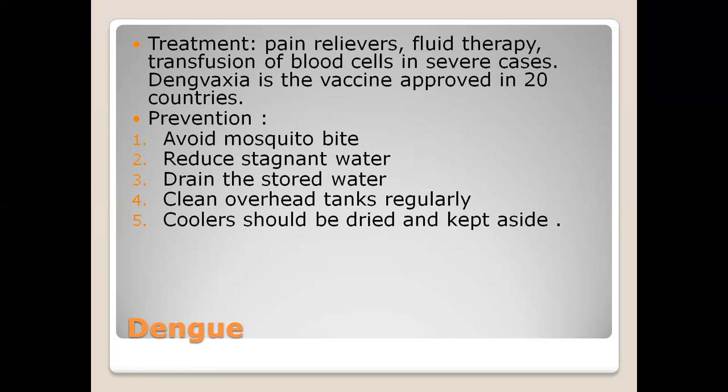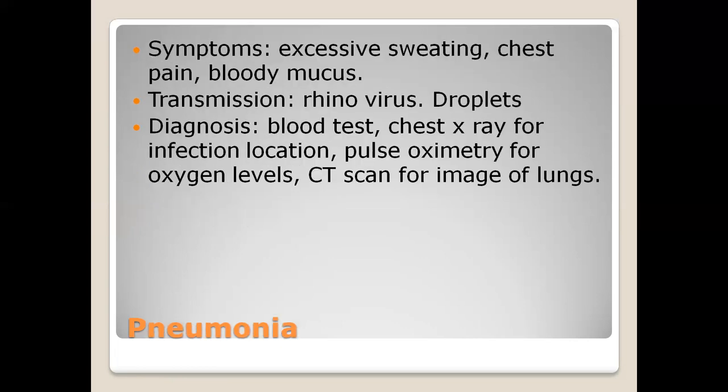Prevention of dengue: mainly avoid mosquito bites, reduce the stagnant water around your home, drain the stored water of your home, and clean the overhead tanks of your home regularly so that mosquitoes cannot lay eggs in water, and coolers should be dried and kept aside. And next one is pneumonia.